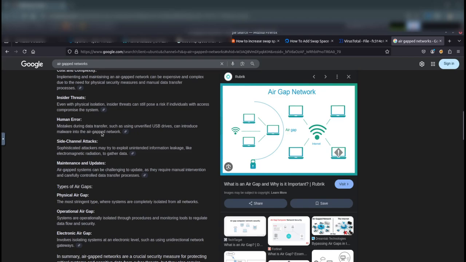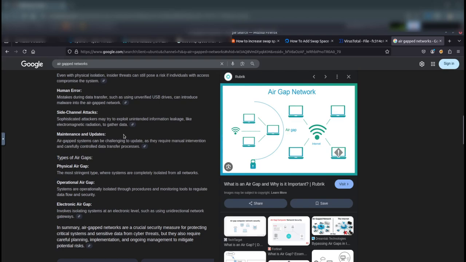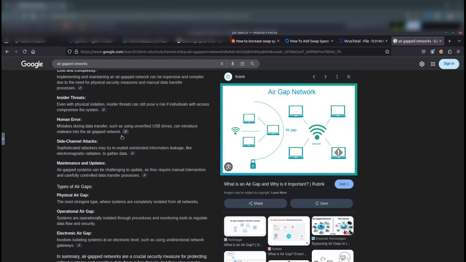The main question remains here: where is this malware going? If the network is air-gapped, the only attack that I can see in here is damaging the data, and basically that's all. Side channel attacks. Sophisticated attackers can try to exploit unintended information leakage like electromagnetic radiation to gather data.